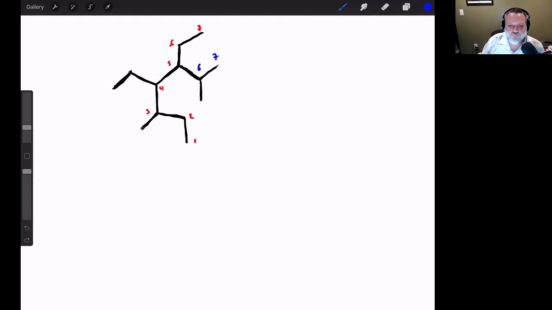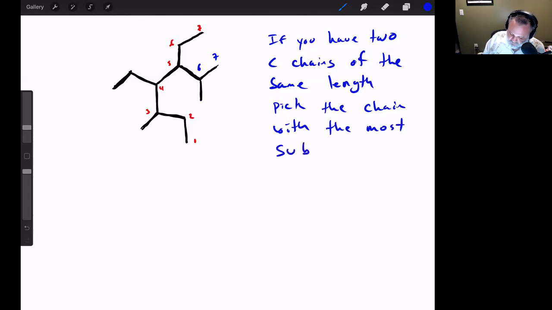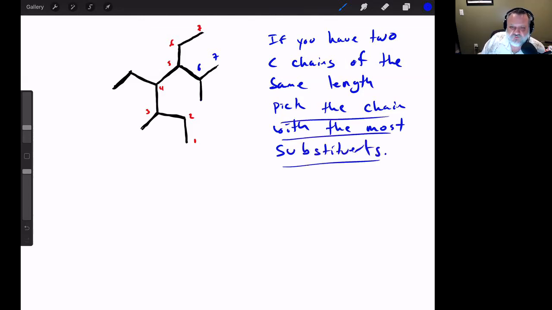So this brings us to another rule. If you have 2 chains of the same length, then the first thing to do is pick the chain with the most substituents. And the reason that we pick the chain with the most substituents is that the substituents end up being less complex.